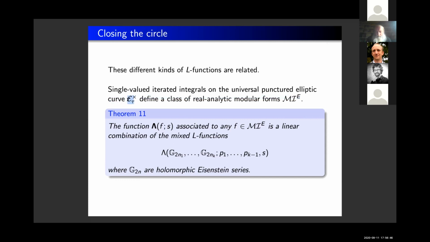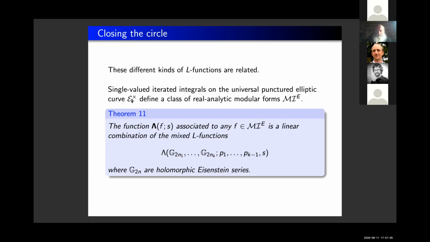So we take, in mathematicians' parlance, the pro-unipotent completion of the universal elliptic curve, punctured, and look at its single valued periods. So those are numbers, because we've integrated around a loop on the curve, if you like.